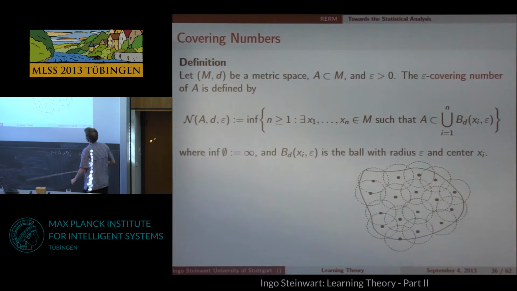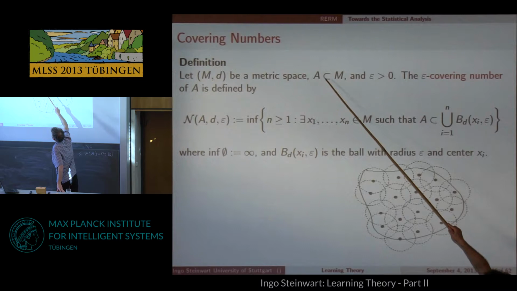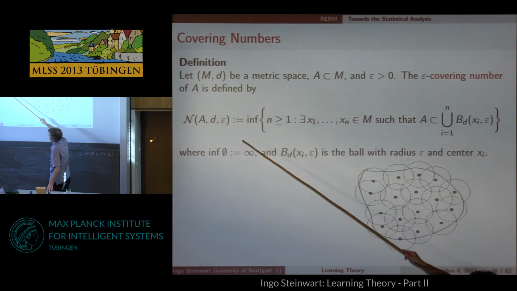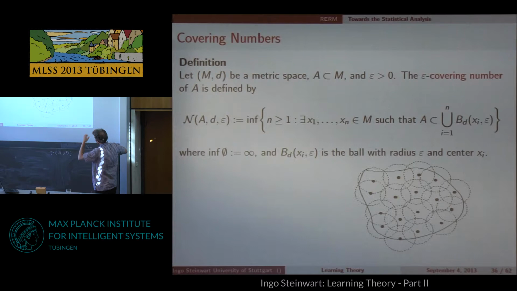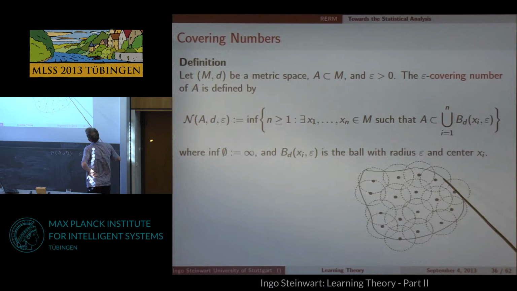And now we also fix, well, in this case, A would be M. We also fix some subset of M and some accuracy epsilon. And now we look for finitely many points, x1 to xn, such that these points approximate our set A up to accuracy epsilon. Geometrically, this means the following. We look for points, these are the black points here, such that whenever we draw a ball around these points with radius epsilon, then the union of these balls must cover the set A. Whenever we have found such finitely many points x1 to xn, which cover our set A with the balls of radius epsilon, we call these points x1 to xn an epsilon cover.